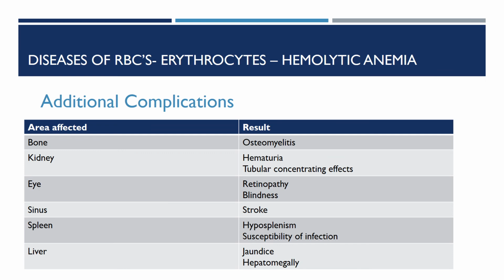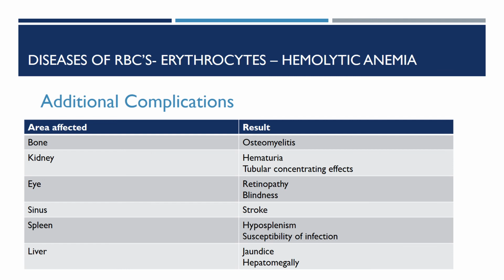Some additional complications of sickle cell disease. On the bone, we get osteomyelitis, which is an infection of the bone, essentially. The kidney, we can see hematuria, which is blood in the urine. Tubular concentrating effect, so now our renal tubules might not concentrate urine as effectively as they would. We see issues in the eye, like I said, blindness and retinopathy.